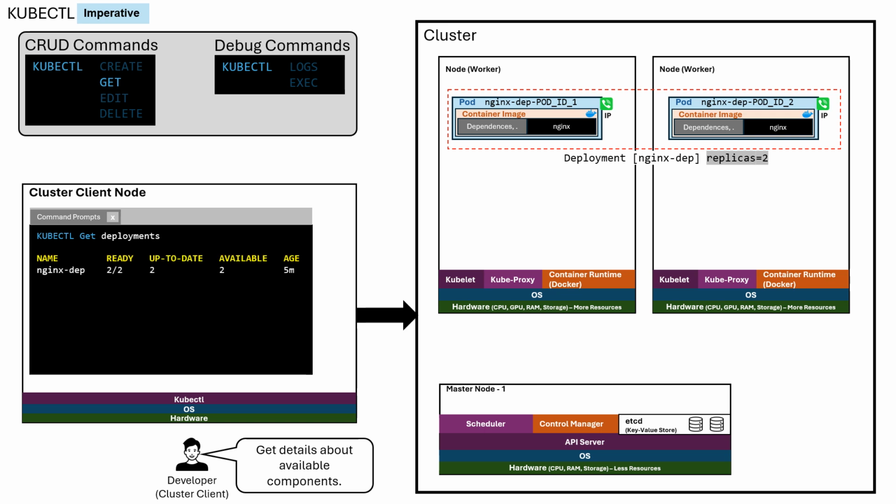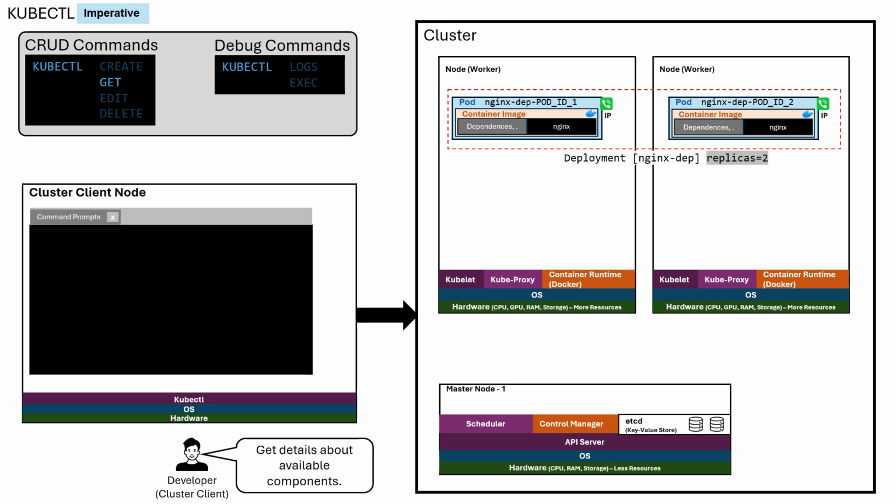Name, the name of the deployment is nginx-dep. Ready, it shows how many pods are ready versus how many are desired. Here, 2 out of 2 pods are ready. Up-to-date, the number of replicas updated to the latest version. All 2 replicas are up to date. Available, the number of replicas available to handle traffic. Both replicas are available. Age, how long the deployment has been running.